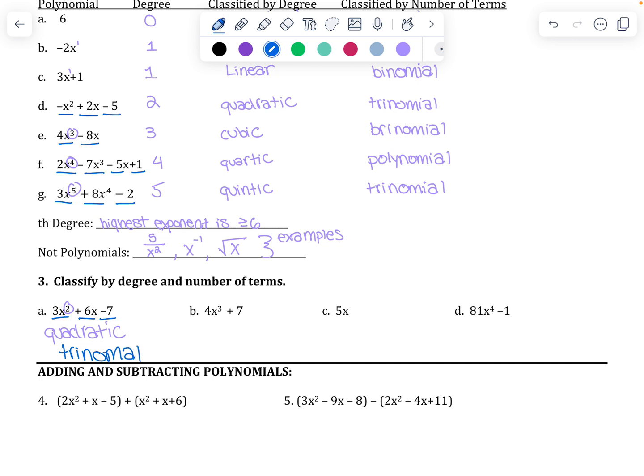In the next one, again, my highest exponent is 3. So if my highest exponent is 3, this should be cubic. And then again, how many terms? 1, 2. So 2 terms means binomial.